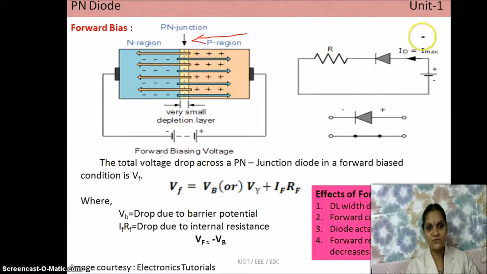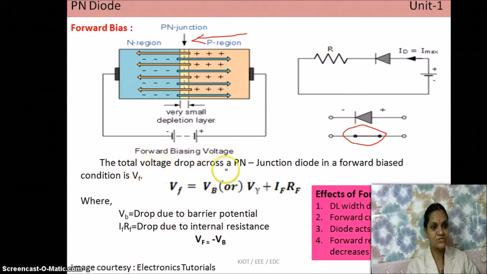So this is the forward biased circuit. Forward biased voltage we are giving. ID is the diode current, and in forward bias, maximum current will flow. This is the diode in forward bias. See here, anode is connected to plus, cathode is connected to the negative terminal of the battery, and this is the internal resistance. And why is this represented like this? Because this is a forward bias condition, where it acts as a closed switch. That's why it is represented like this.